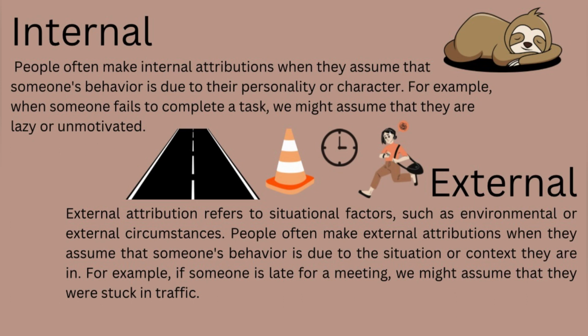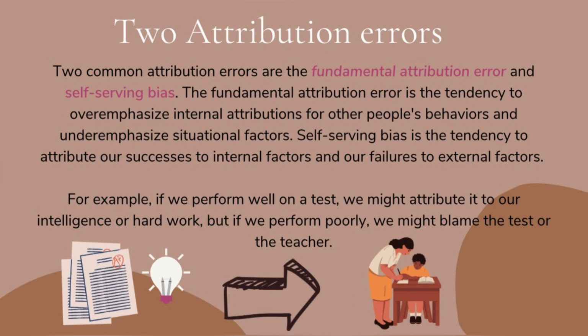People often make these attributions when they assume that someone's behavior is due to the situation or the context that they are in. For example, if someone is late for a meeting, we might assume that they were stuck in traffic. Next, I'm going to be talking about two attribution errors that contribute to the misconception of attribution theory.